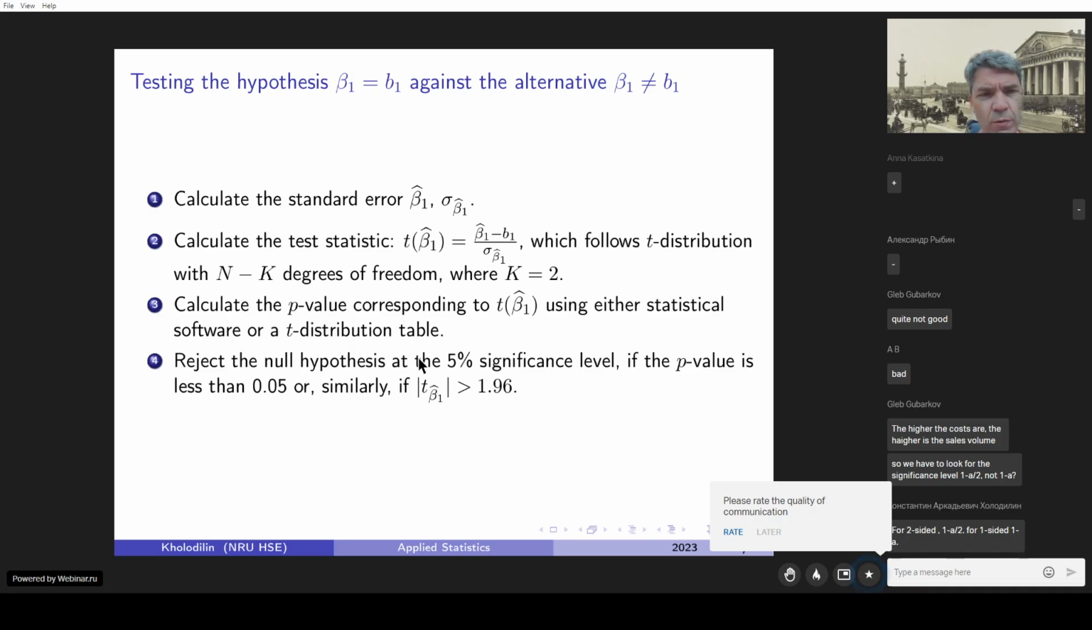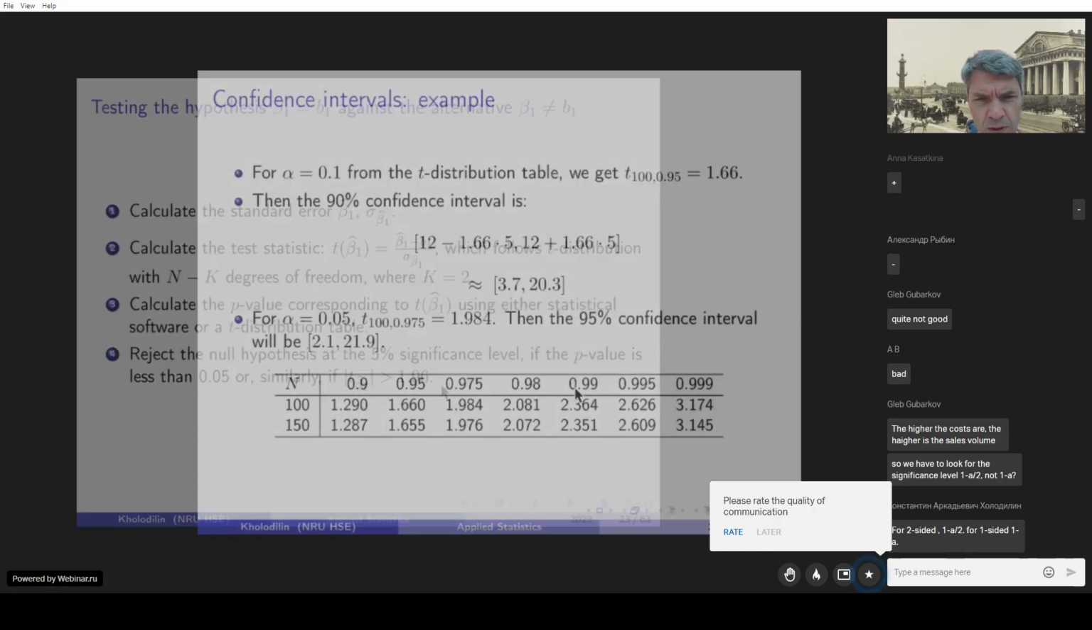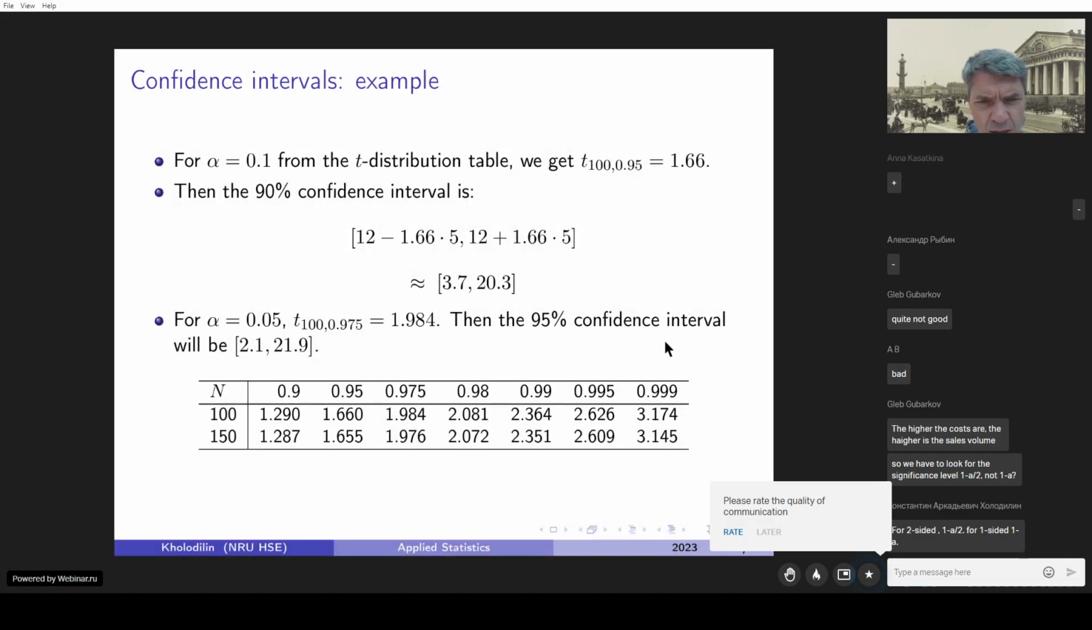And we will reject this, for example, if we set significance level of 5%, we will reject the null hypothesis if the p-value is less than 0.05, or if the absolute value of the test statistic computed here is greater than 1.96. 1.96 is, it must be here actually.